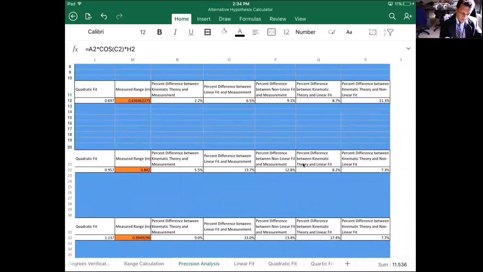And the kinematic theory and the linear fit is still high compared to our theory and measurement. And then we have percent difference between kinematic theory and nonlinear fit. I would definitely use the kinematic theory to predict where my ball is going to land with higher precision than any one of these other things that we're producing. And so I'm going to stop right there. We have 2 more.